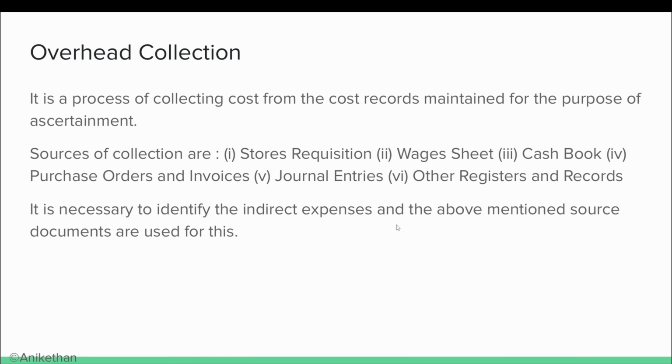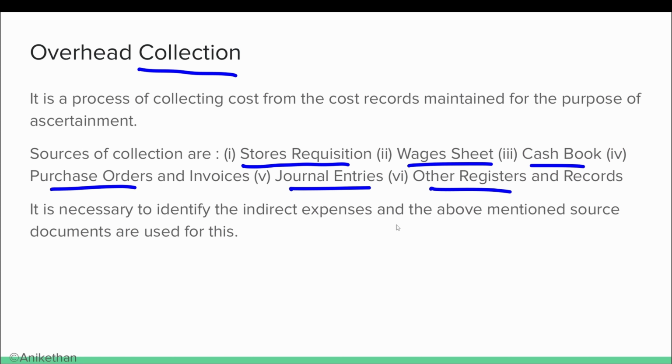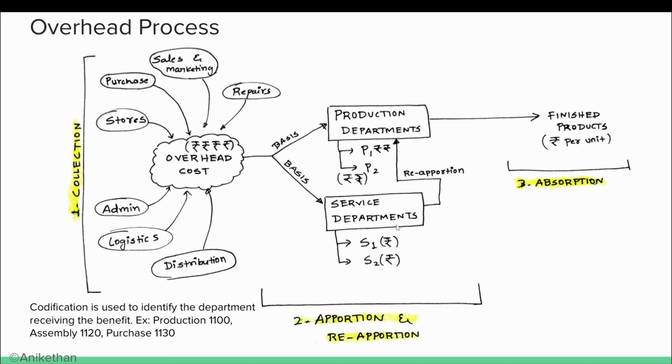First step is overhead collection. Collection, as the name suggests, means you have to calculate the total cost of overhead from different functions or departments. The sources of collection are store requisition, wage sheet, cash book, purchase order, journal entries, other registers, etc. Once you have all the data, it has to be segregated into different types of overhead. We will understand it through this flow diagram.